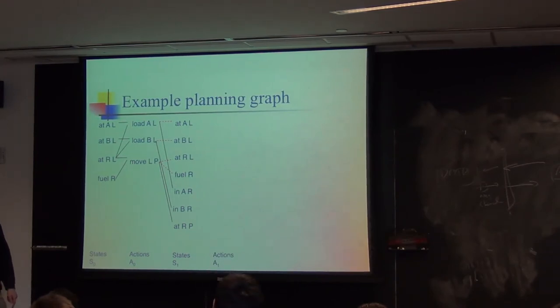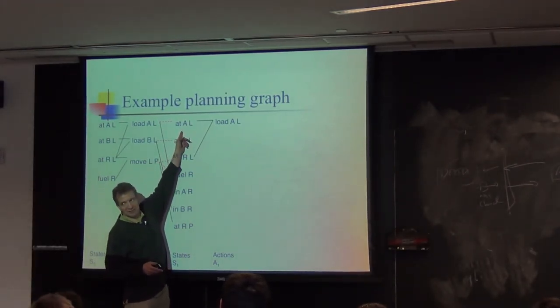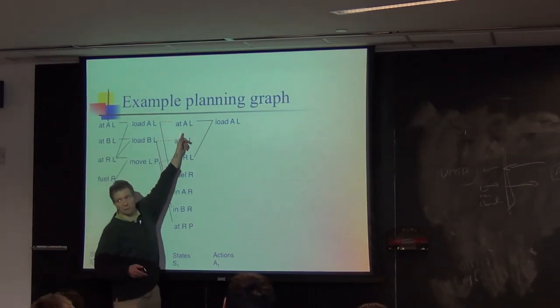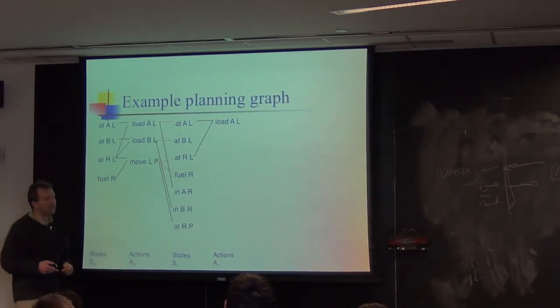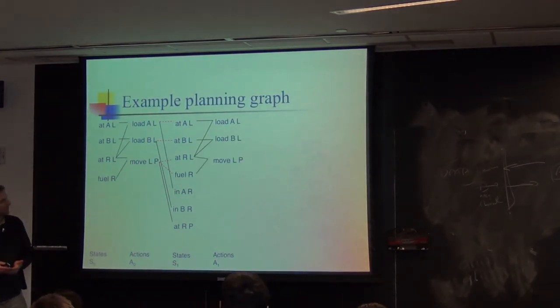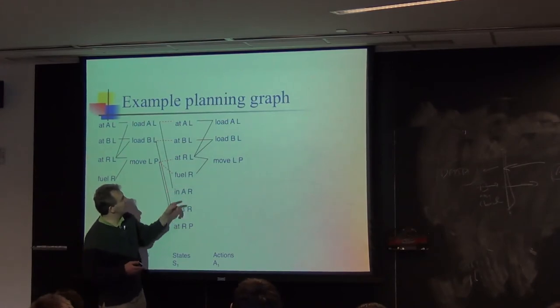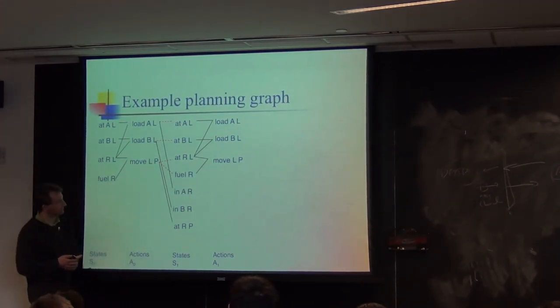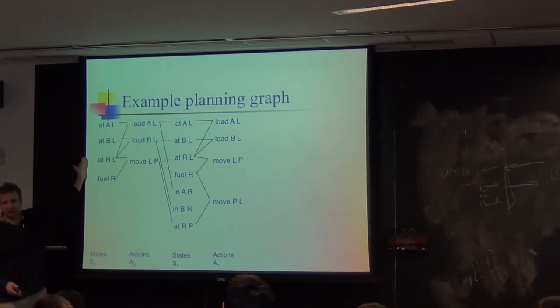Okay, so let's look at the next tier. Now I have these conditions here. And don't think of this as being negated, but this actually exists here, because as you notice, the no op will make this work. So don't get confused by that. Add AL and add RL means I can load A into L. Again, similar things here. We can move L to P here because we're at RL and we have fuel. We can move that over to P. Again, we can add RP, and we have fuel, so therefore we can move from P to L. So again, we're looking at all the possible things that could happen starting from this initial state.